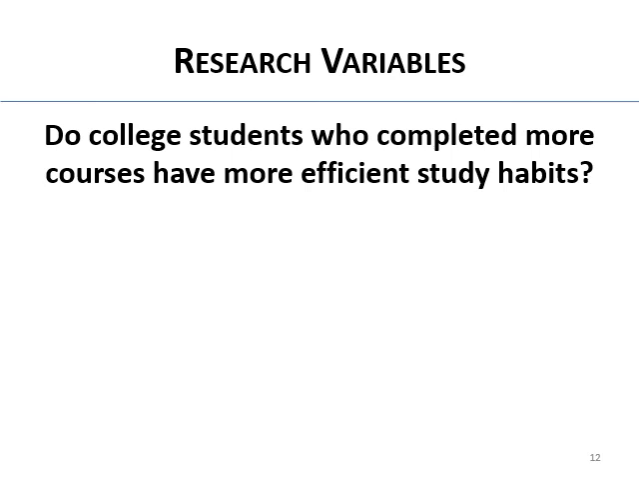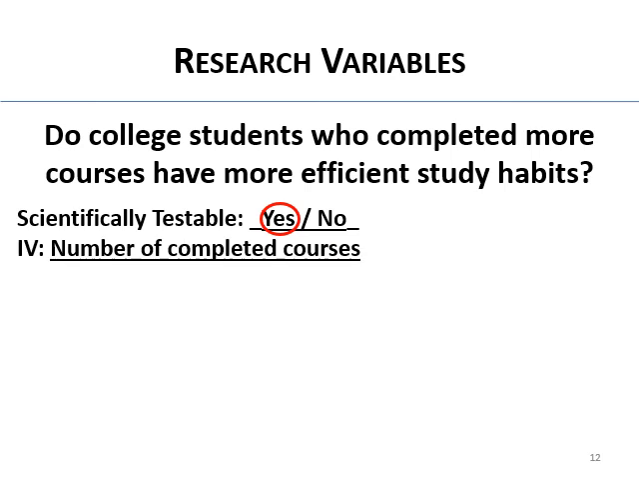Do college students who complete more courses have more efficient study habits? Is that testable scientifically? Yeah, sure is. So our independent variable here is the number of completed courses, right? We're not randomly assigning it. But we're measuring how many courses they completed, and then we're going to somehow measure their study habits as well and see if the latter differs as a function of number of courses. So the efficiency of their study habits is indeed the dependent variable in this study.